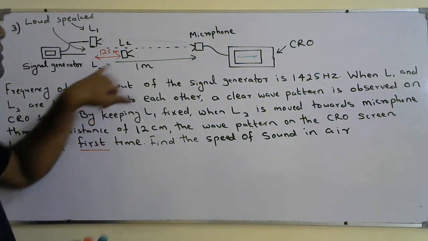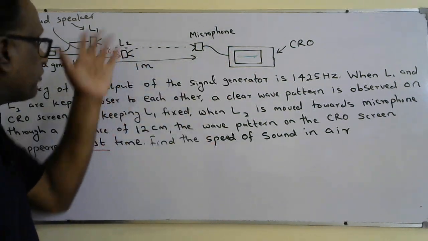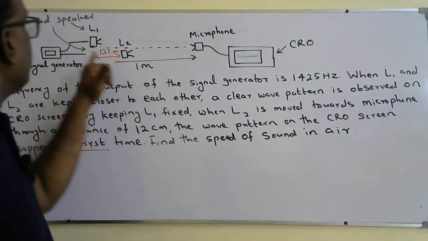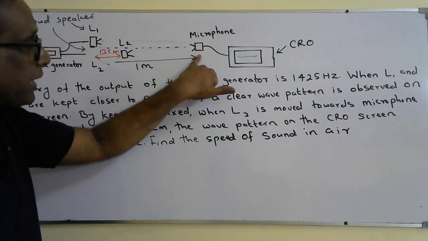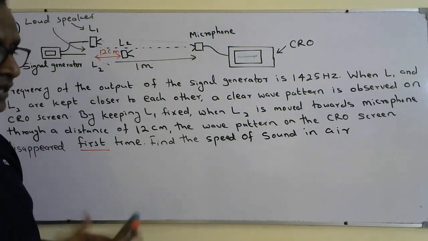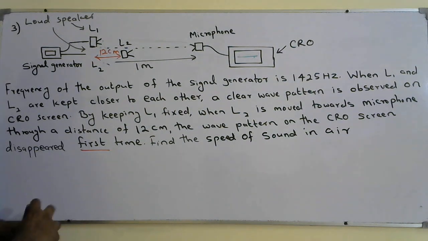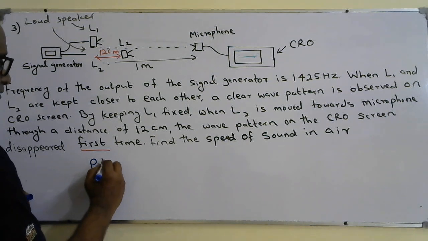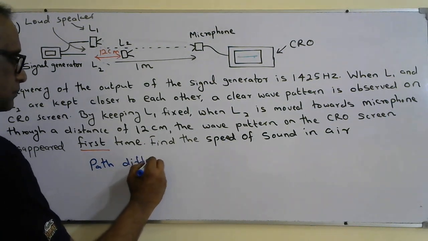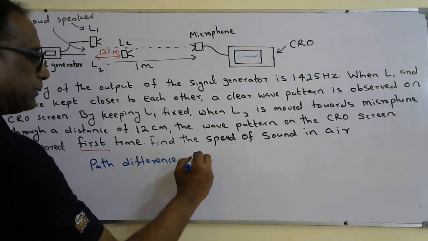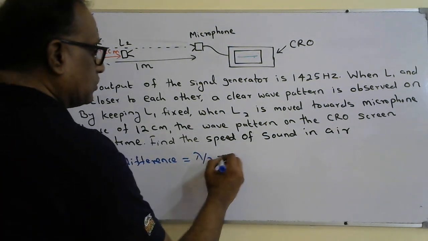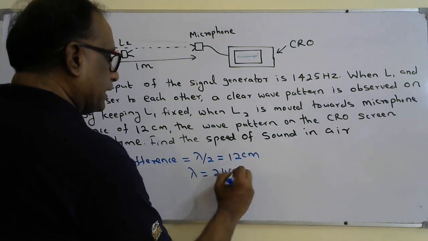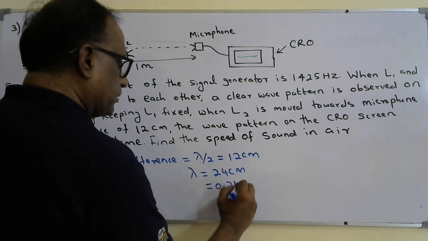Because the first time the wave pattern disappeared means the first time there is destructive superposition, the path difference between the two waves from L1 and L2 to the microphone is lambda by 2. So lambda by 2 is equal to 12 centimeters. So lambda equals 24 centimeters, that is 0.24 meter.